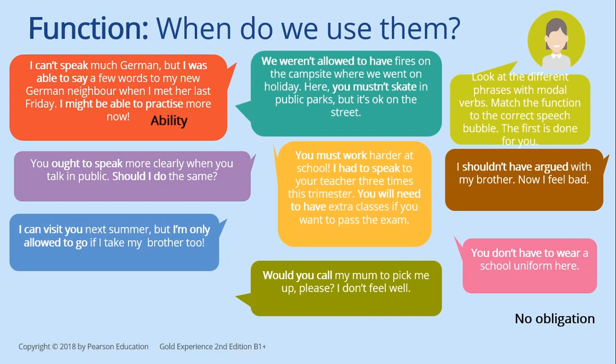Which speech bubble shows us no obligation? The pink one. You don't have to wear a school uniform here. How about prohibition? The turquoise one. We weren't allowed and you mustn't skate. How about past regrets? The brown one. I shouldn't have argued.